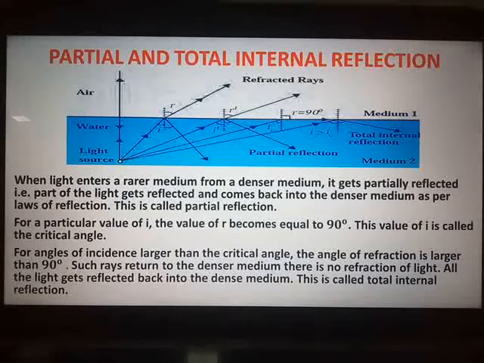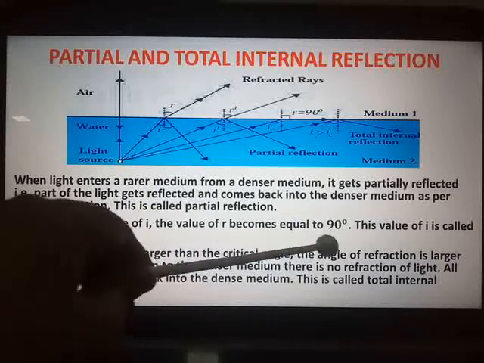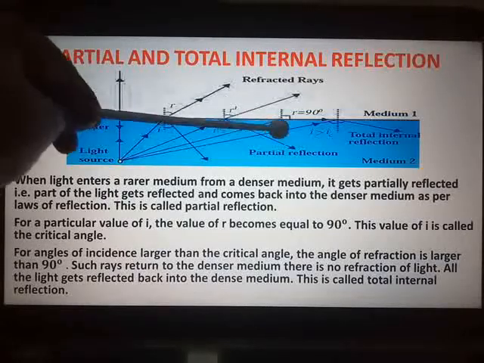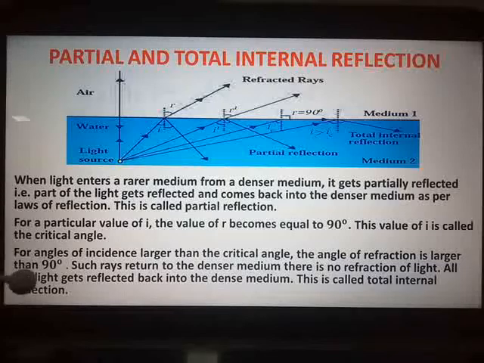So they can ask, what is critical angle? And for angles of incidence larger than the critical angle, the angle of refraction is larger than 90 degrees, and such rays return back into the denser medium. There is no refraction of light. All the light gets reflected back into the denser medium, and this is called total internal reflection. They can ask in the exam, what is total internal reflection? So I hope you have understood the definitions and the likely questions which can be asked on this topic. Prepare this topic, prepare page number 78 very thoroughly for your board exam.